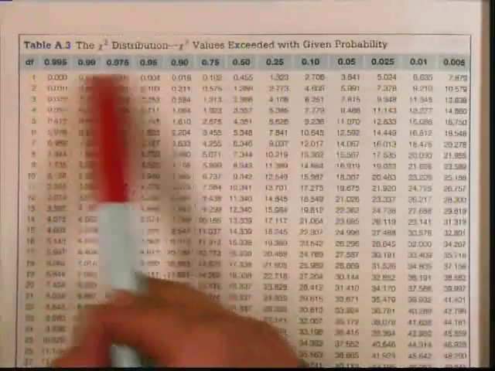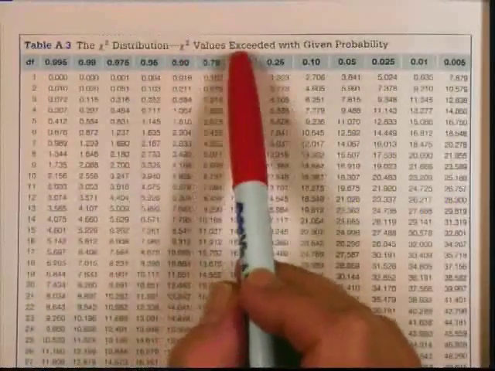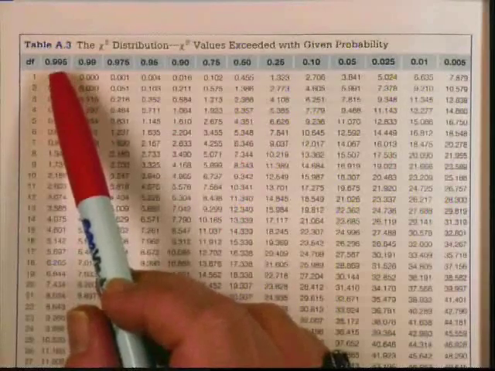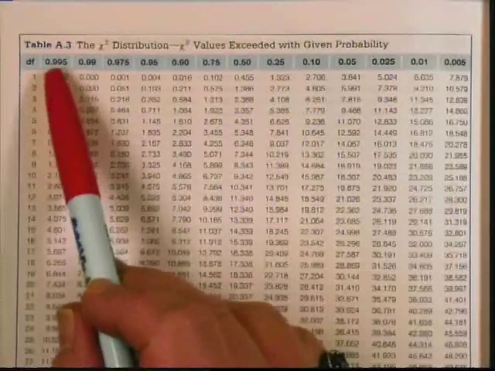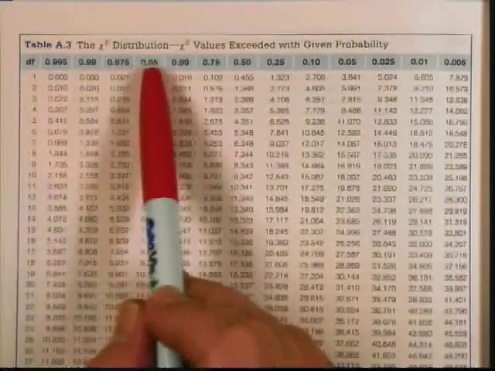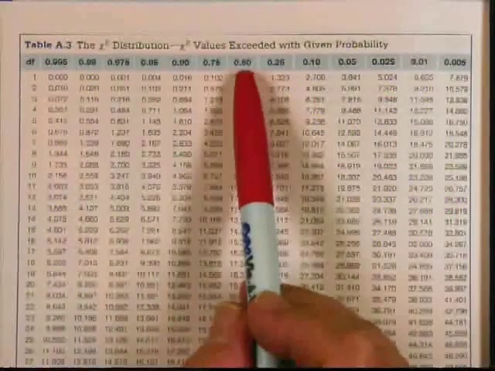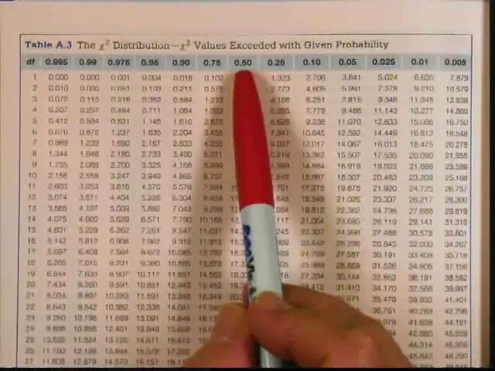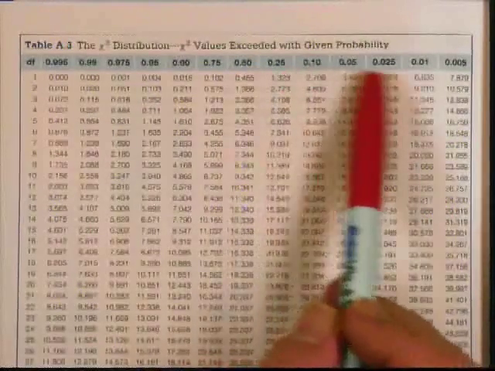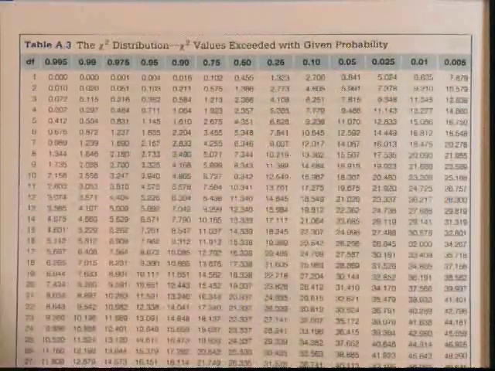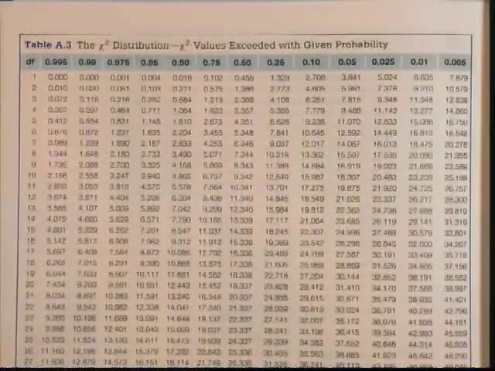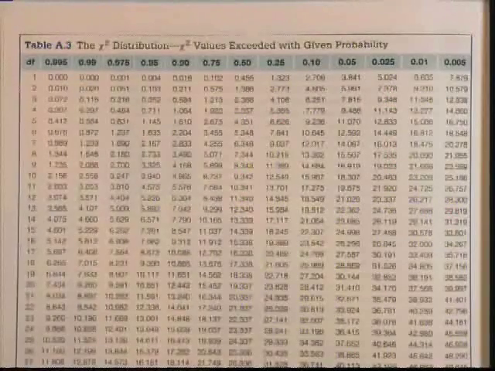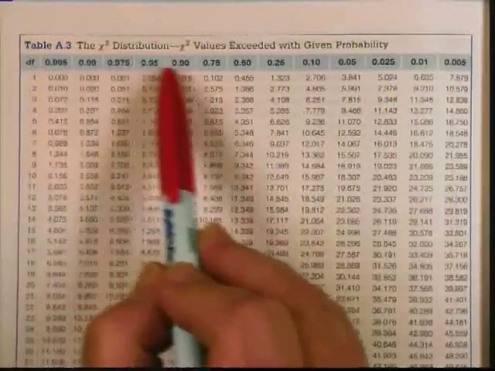The column headers say chi-square values exceeded with the given probability. So the column headers are right-hand area in both cases. Here is the middle, or the median, of the distribution, right? Half of it to the left, half to the right. Then we start getting into smaller values for right-hand area. That's much different than what we've seen before. The format is very much like the t-table, but the t-table didn't have these very large values.